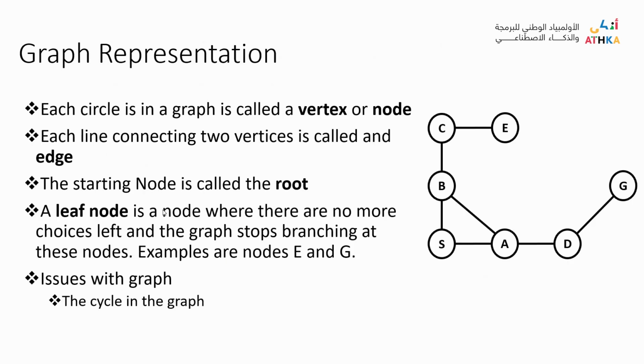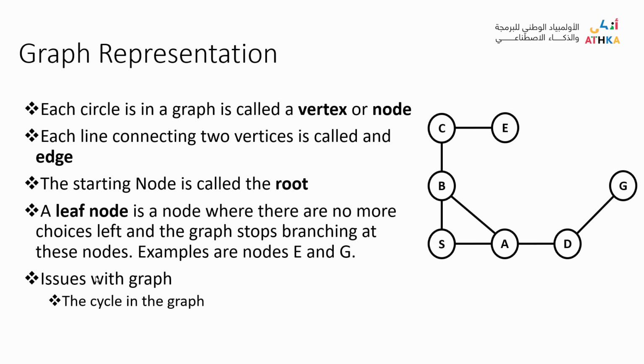Okay, so graphs are basically a very powerful type of representation that computer scientists actually use, and each circle is called a node or a vertex, and the line connecting two vertices or two nodes is called an edge. The starting node has a special name called the root. So this is the node that we start from, S, that will become the root. This is where we started from, and when we start to explore, that will become our first node.